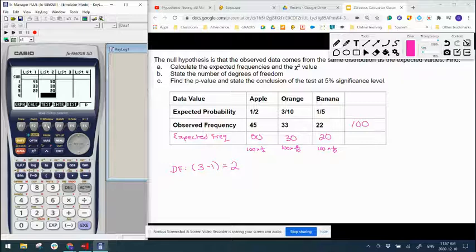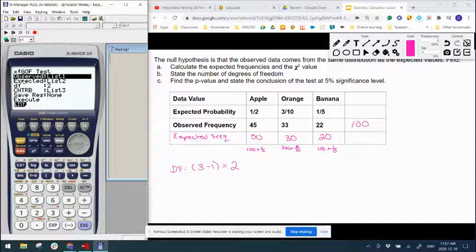And then we want to perform a test, a chi test, a chi goodness of fit test. So check, yes, my observed data is in list 1. Yes, my expected data is in list 2. My degrees of freedom for this question is in fact 2, so we don't have to change anything there. So we just have to hit enter, and there we go, we got our p-value.